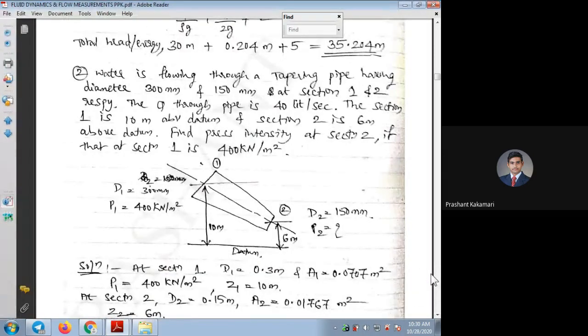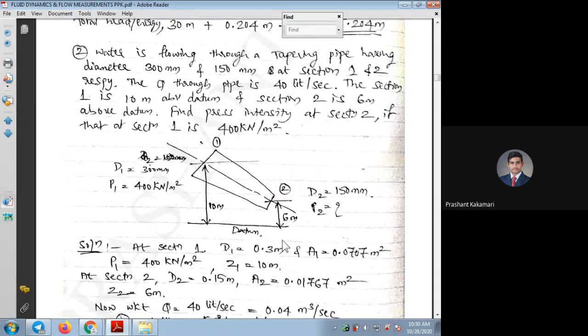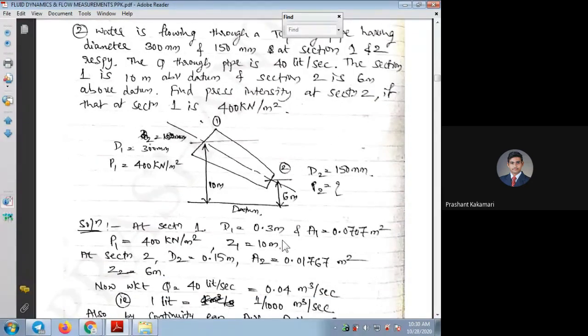Coming to the sketch for reference, if you want to draw the sketch, you can draw it like this. After reading all these given data, we understood the 300 mm diameter section is above the ground by 10 meters. Another section of the pipe, the tapered pipe of 150 mm diameter, is at 6 meters. So taking all this given data, one can go for finding the unknown terms.